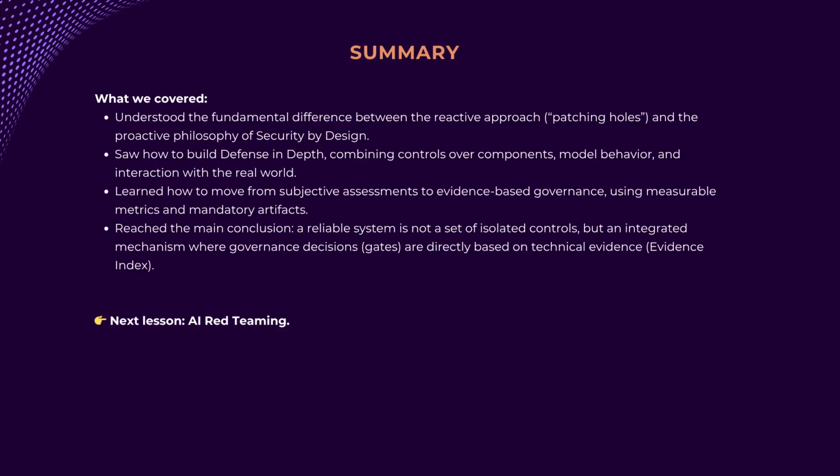But can we be sure our automated tests have anticipated it all, including human ingenuity and non-trivial attack approaches? For that we need one more final, independent exam, a process that emulates the actions of a real, motivated adversary. This process is called AI red teaming, and it will be the subject of our next lesson.